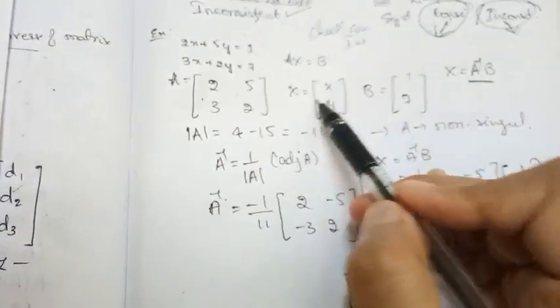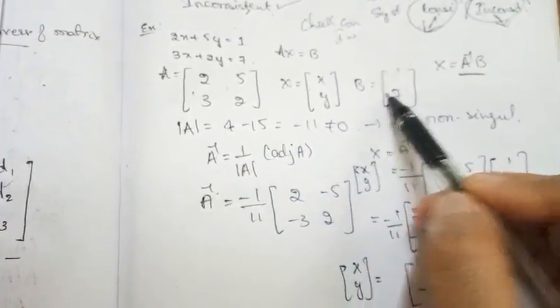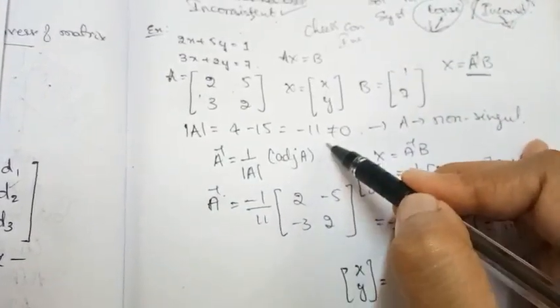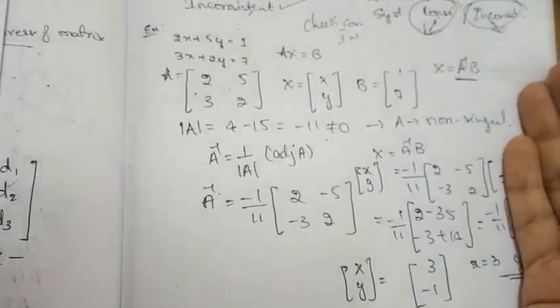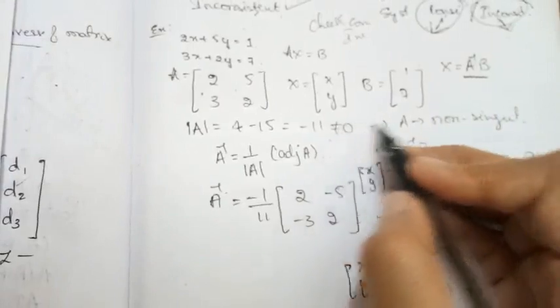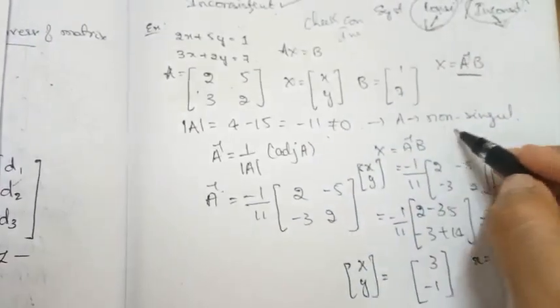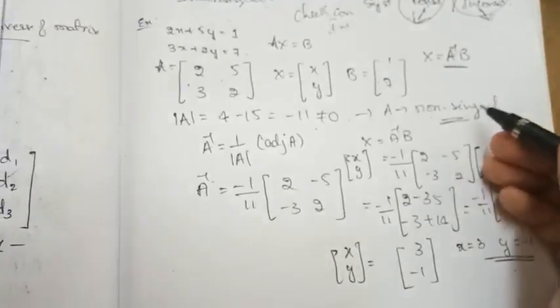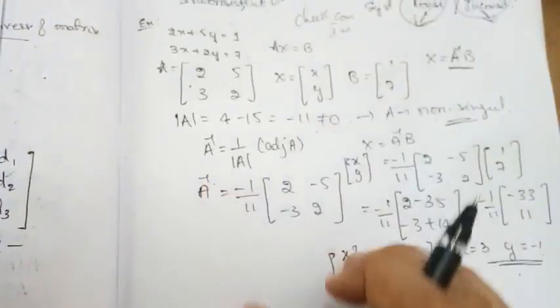What is matrix A, what is matrix X, and what is matrix B. After that, check the determinant value. If the determinant value is equal to 0, then it is a singular matrix, and proceed with that. If it is not equal to 0, it is a non-singular matrix, then the system is a consistent system. That's all. No need of this one.